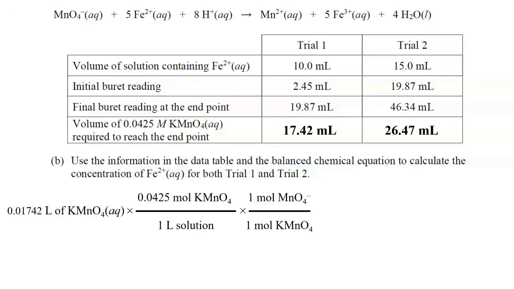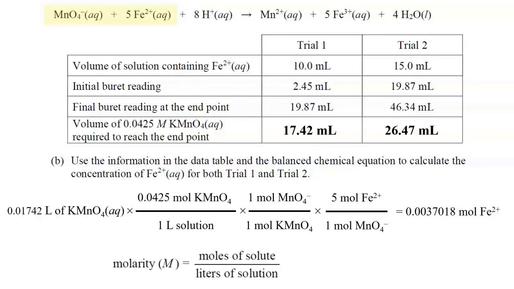And now I can use the 1:5 ratio based on the coefficients to convert from permanganate to iron. So there's 5 moles of the iron 2+ ion for every 1 mole of permanganate from the balanced equation. If I run this particular calculation that's set up, I'm going to calculate the number of moles of iron 2+ that was consumed in trial 1. And so when I do that math, I get 0.0037018, and I'm not going to round that number off yet because I'm not done with my calculation.